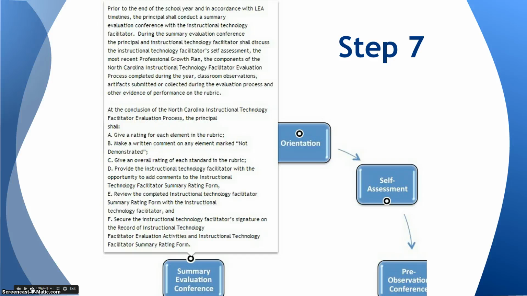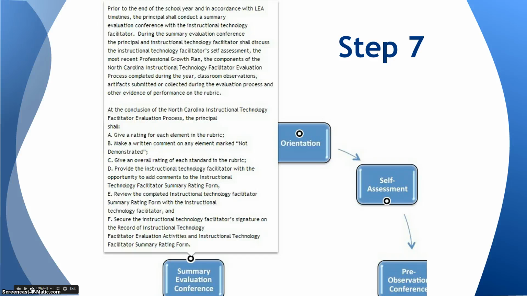As part of this conference, you determine a rating for each of the elements, and the evaluation instrument's user's guide notes that ratings should be jointly reviewed and agreed to by the Instructional Technology Facilitator and evaluator during the conference. So in this conference, you reach a consensus about the rating for each of the elements. It's at this point that, as the evaluator, you also provide written comment on elements that were marked not demonstrated. You determine overall ratings for each of the standards.